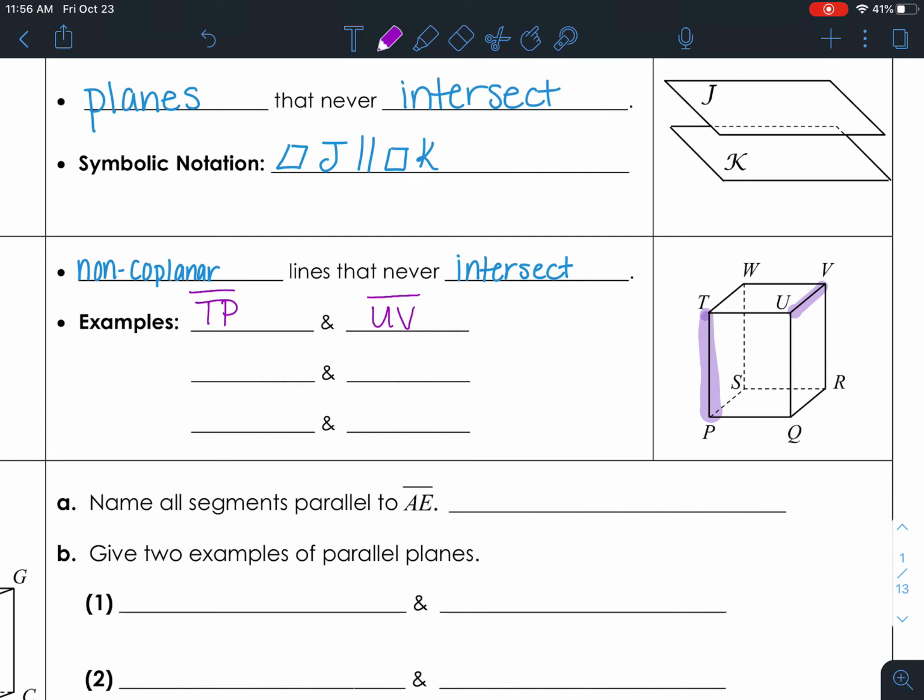Okay, see if you can identify some more. I'm going to go ahead and write some more examples. So another one that would be skew would be TW. TW can be skew to UQ. All right, let's do another one here. Let's do PQ. Let's do that bottom one. So here's PQ. A line that is skew to PQ, in other words, will never touch and is non-coplanar, would be SW.